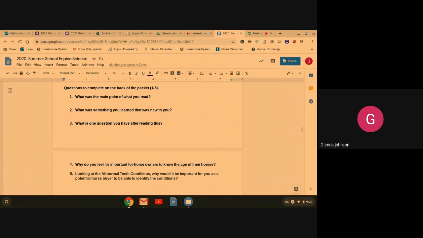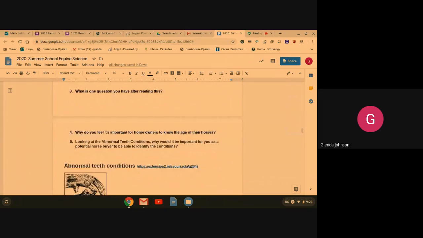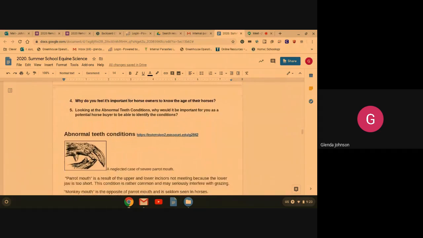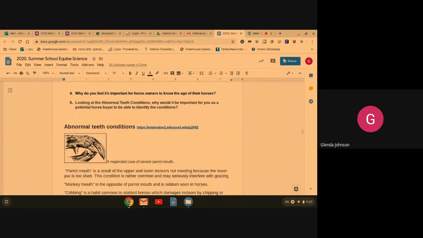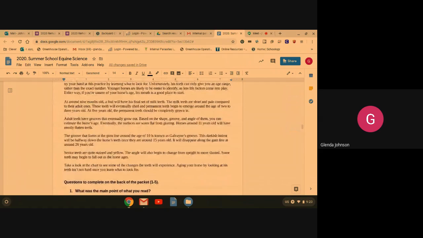What's the main point? Okay, you can probably get that from the title. What is something that you learned? Again, needs to be in a complete sentence. What is one question that you still have after reading this? Okay. Why do you feel that it's important for a horse's owner to know the age of their horse? So, probably reading through there, you'll probably understand.